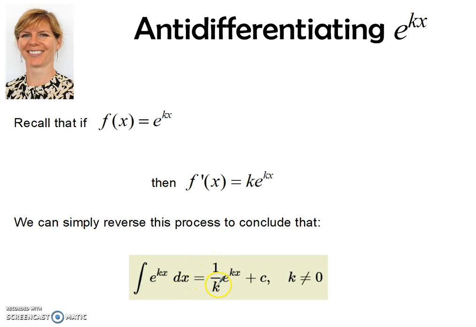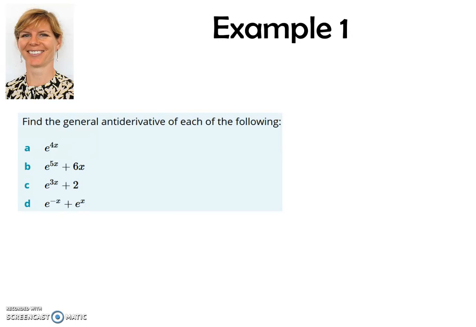Okay, so when we're anti-differentiating e to the kx dx, so with respect to x, that's just going to be 1 over the derivative of whatever this function up here is, and then e to the kx. And don't forget plus c. Must remember that. And that's all there is to it. So we'll jump straight in and have a look at some examples.